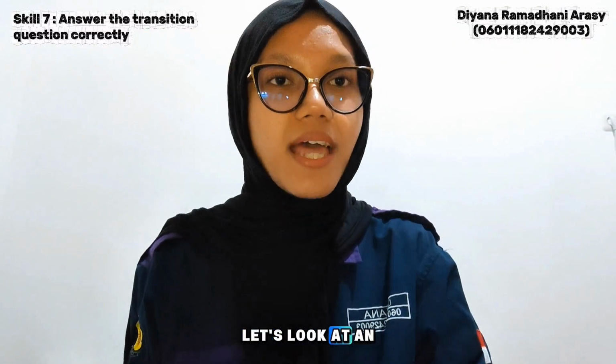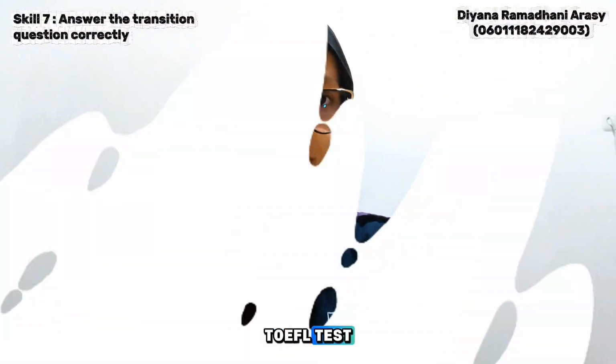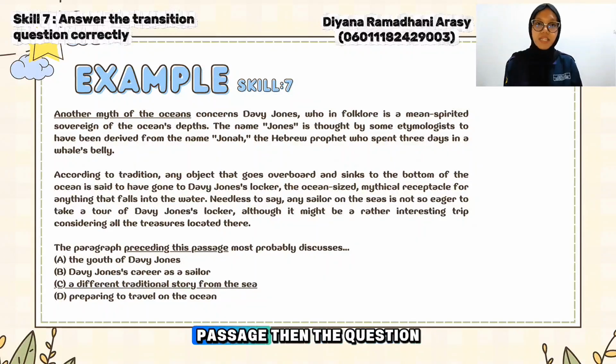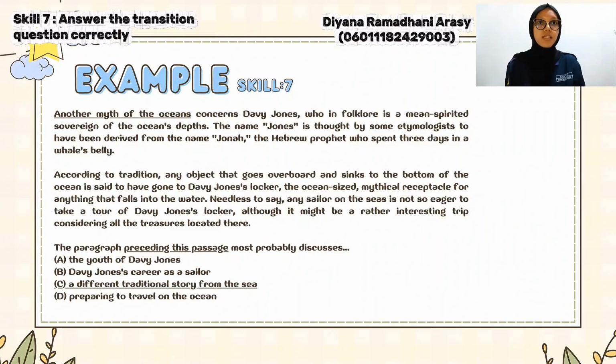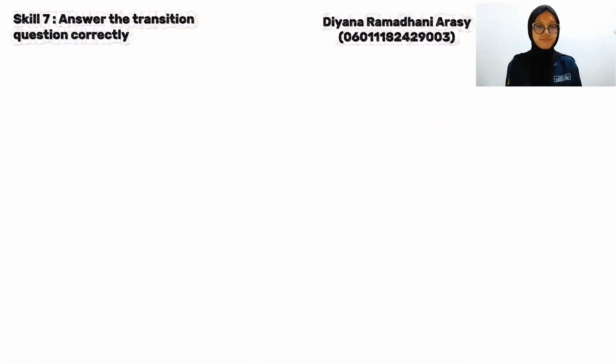Alright, now let's look at an example of the transition question from the paper-based TOEFL test. So here is the passage. Then the question says, "The paragraph preceding this passage most probably discusses..." Now look at the first line of the passage. It starts with "another myth of the oceans." The word "another" gives us an important clue. It means this is the second myth being talked about. So the correct answer is C, a different traditional story from the sea.